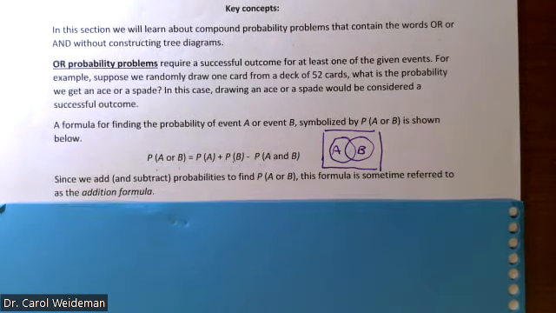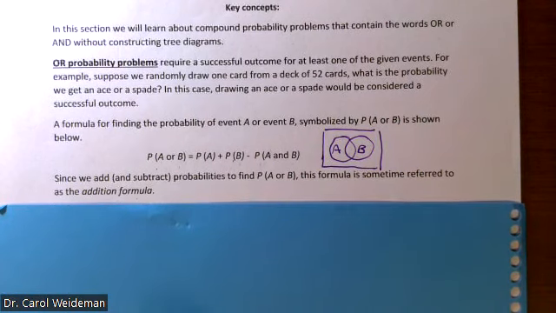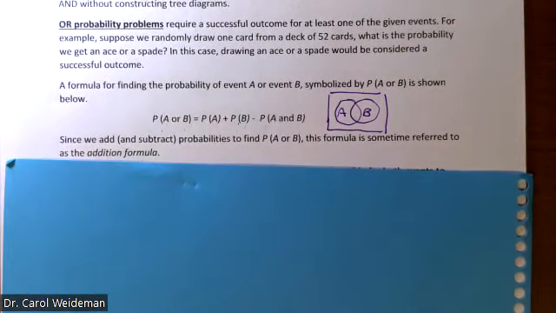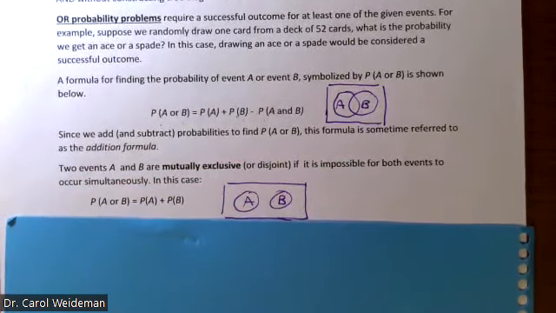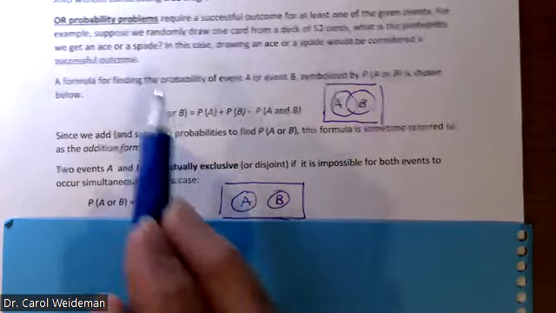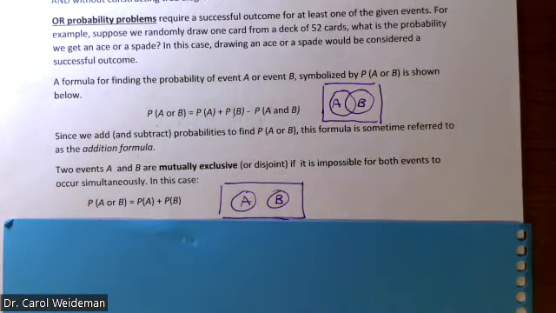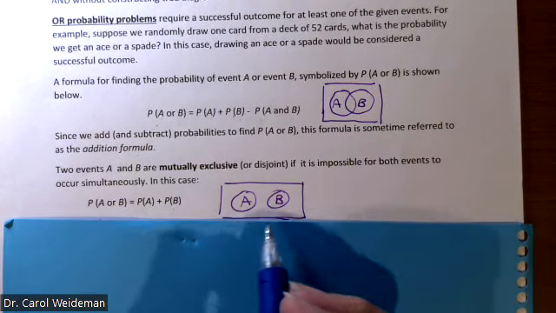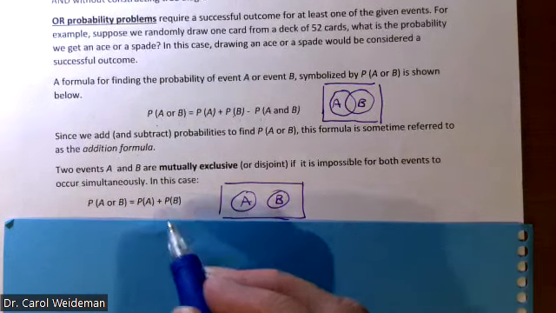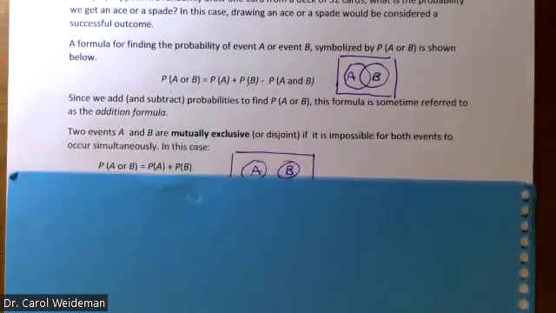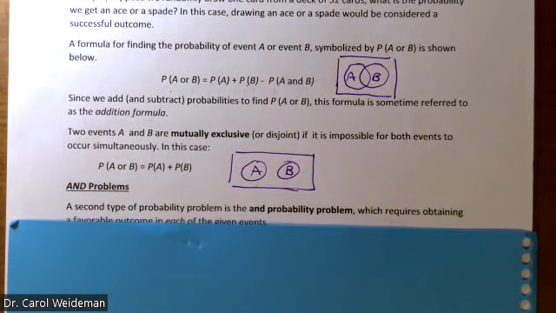We call this an addition formula, sometimes called the general addition formula. Now, if the events are mutually exclusive, which means, for instance, the one that we talked about up here, getting an ace or a spade, there is no card in the deck that's an ace. Oh, I'm sorry, there is one. If we said getting an ace or a 10, those two events cannot happen at the same time. So it would look like this, and here we would just add the two probabilities together when the events are mutually exclusive, or disjoint.